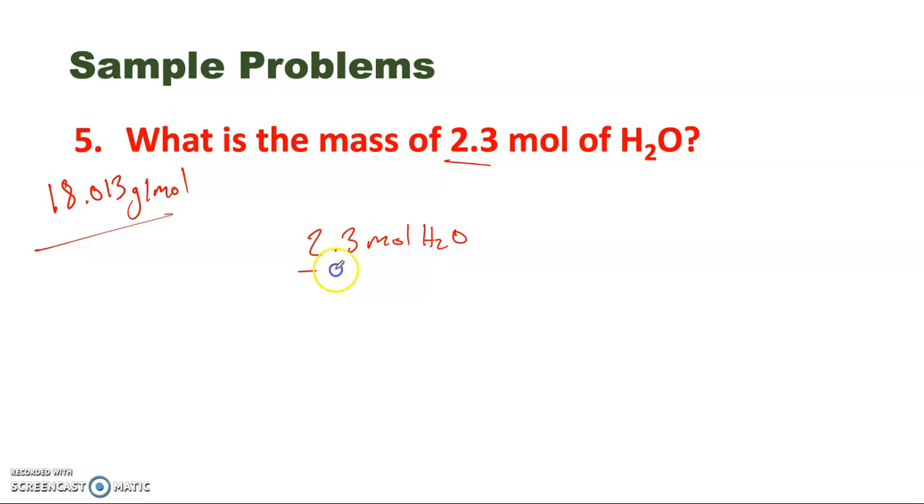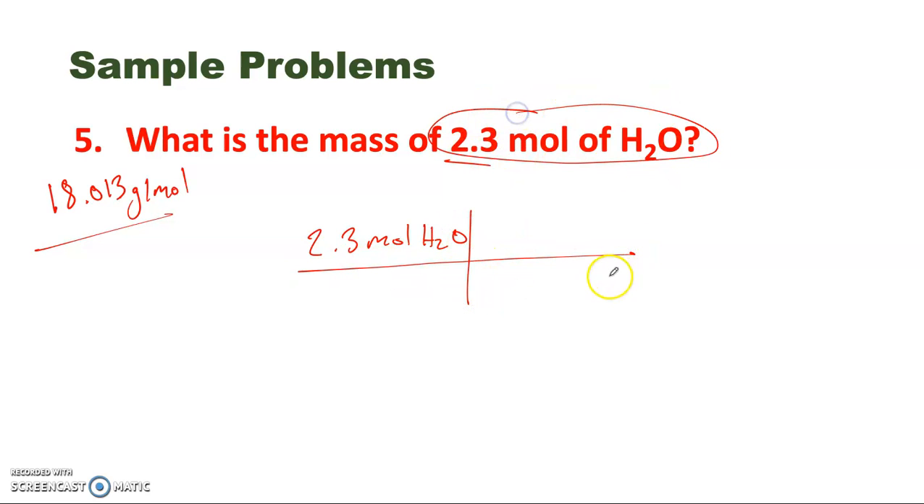So 2.3 moles of water. We write this out, take whatever you're given, put it in the top left. Then you take the units, moles of water, bring it down. And we want to go to grams of water. So I put that on top. Now, hint, mole equals 1. Get into the habit of wherever the mole is, put a 1 there. Now, how many grams are in 1 mole? 18.013 is my answer to that question. Now, moles of water cancels out. I'm left with grams of water.